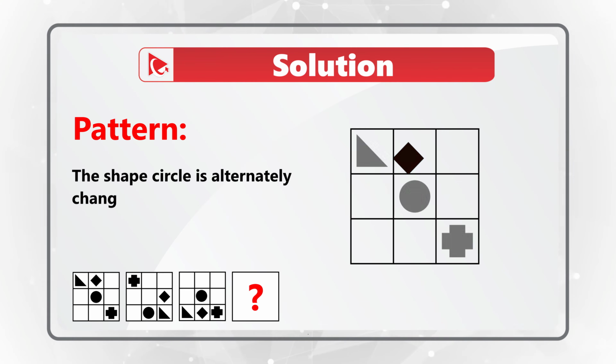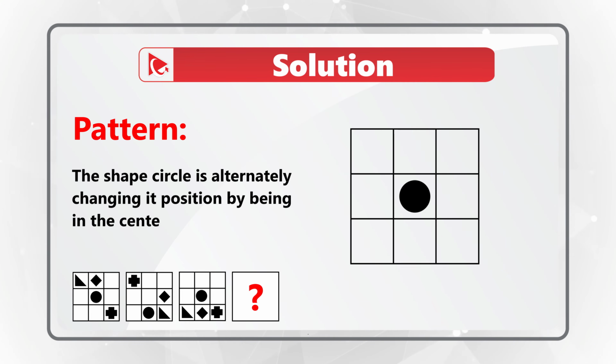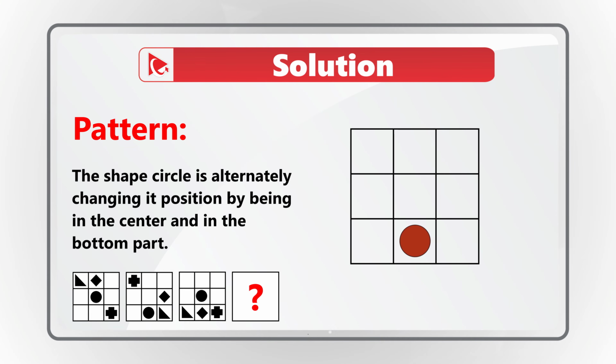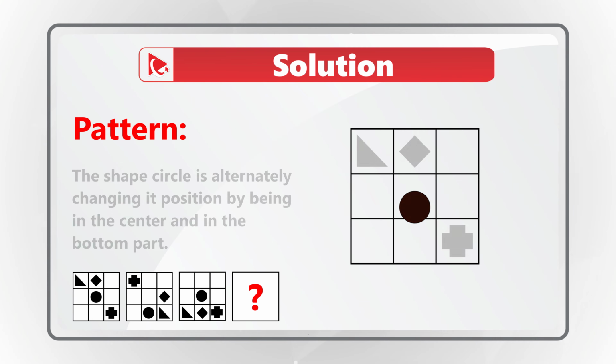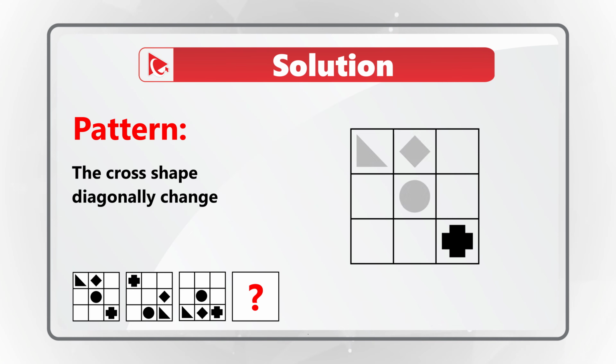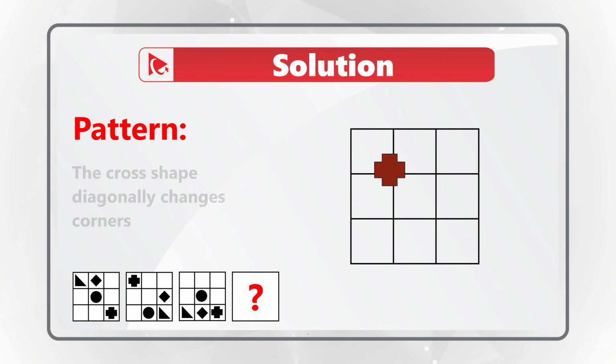Alternatively, in pattern 2, the circle shape is changing its position from the center of the square to the new position in the bottom middle column. As part of pattern 3, the cross shape diagonally changes corners. And the most interesting is pattern 4.